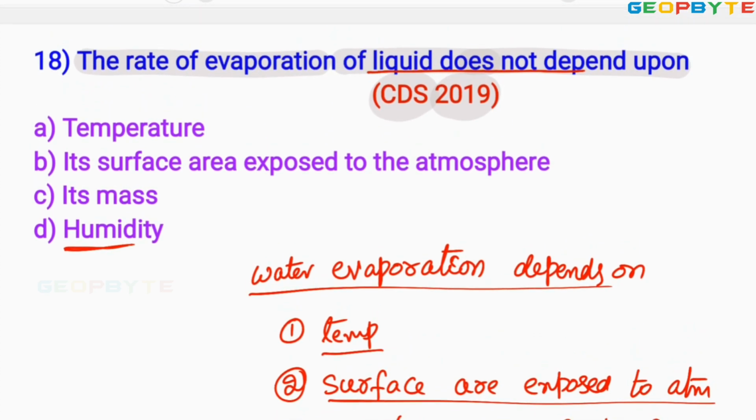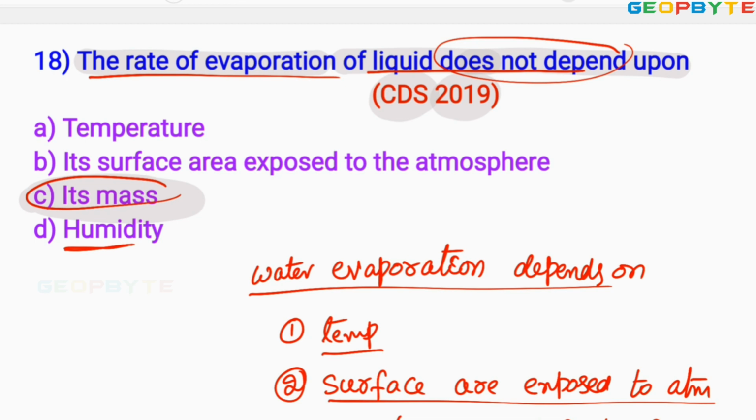Look at the problem once again. The rate of evaporation of a liquid does not depend on the mass of the liquid. Therefore, option C is absolutely correct. The evaporation of the liquid depends on temperature, surface area exposed to the atmosphere, and humidity, but it is independent of the mass. Therefore, option C is absolutely correct. This problem is also equally important. Therefore, I am marking it as a 5-star problem. Let's take the next problem.